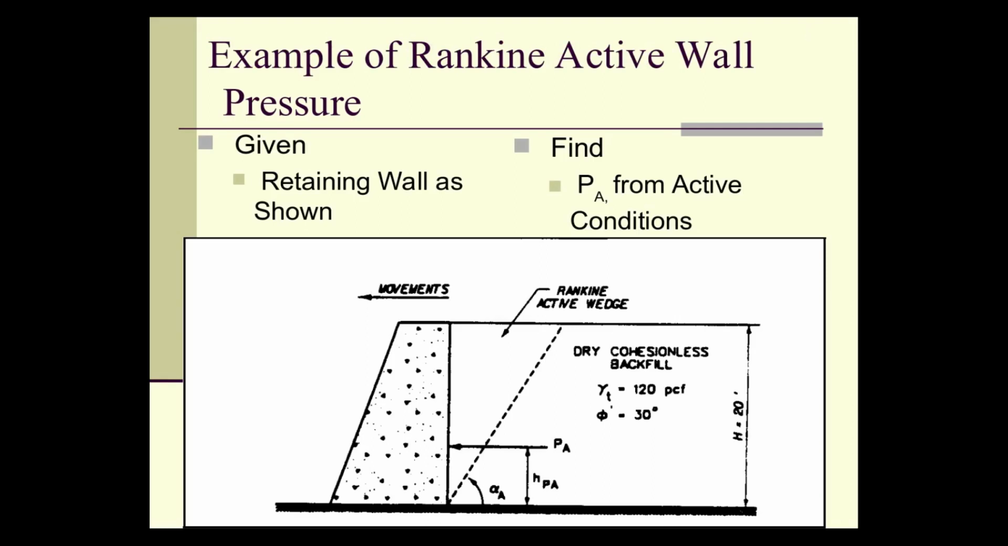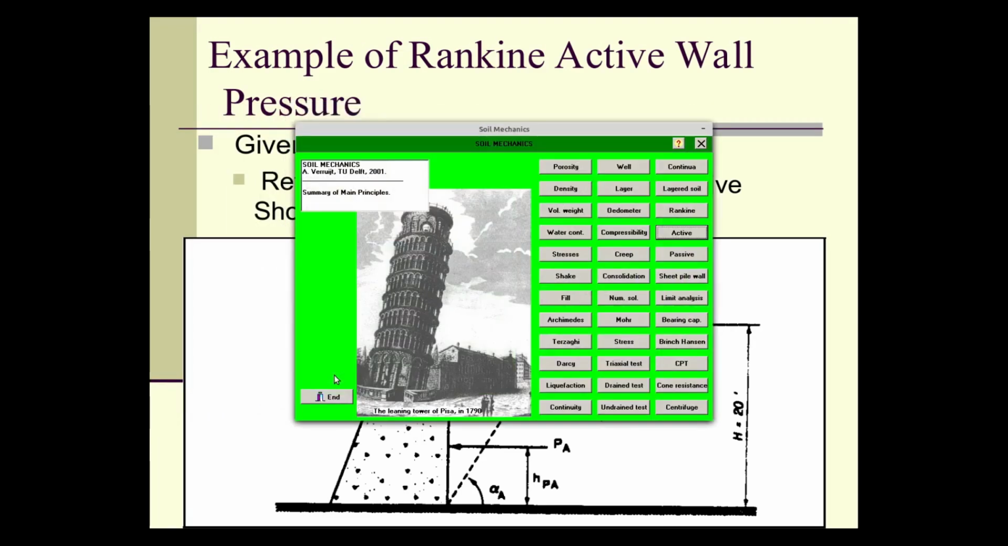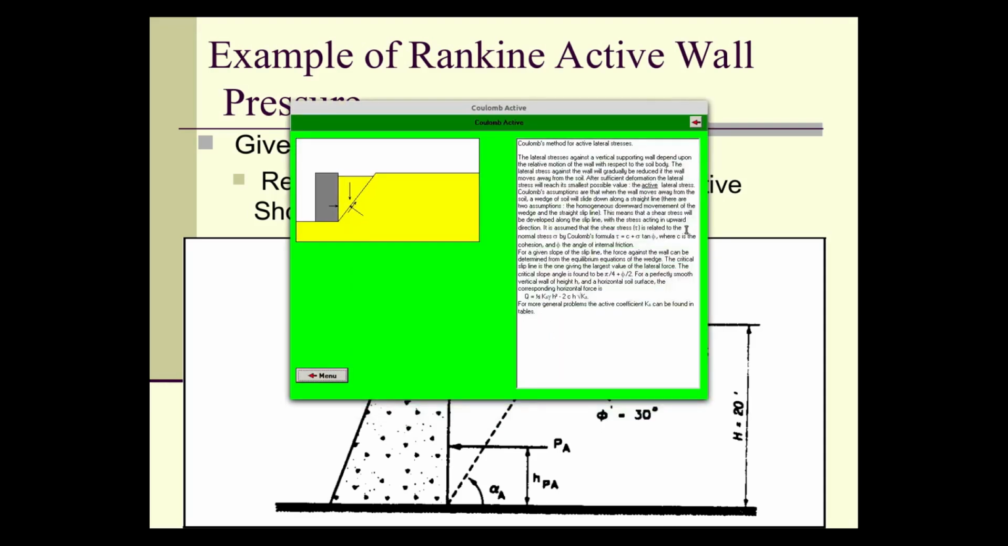Before I get into the example problem, I probably should use this little diagram. It says Coulomb active, but Rankine. Notice, watch carefully, as the wall goes away from the soil and the wedge goes down, because the wall is going away, the Ka will be lower than the Kp. But that's active. All right.